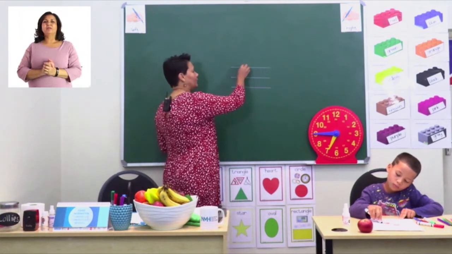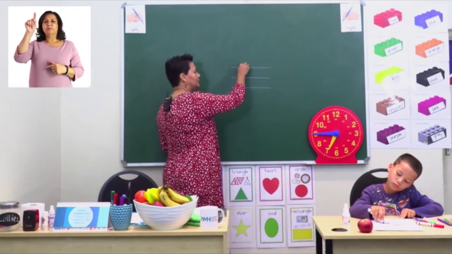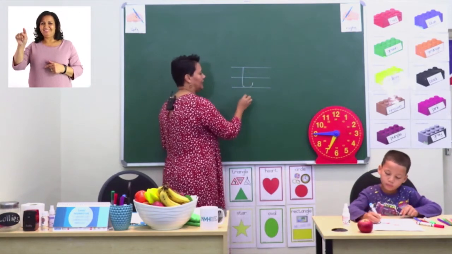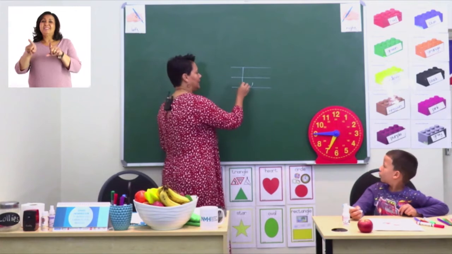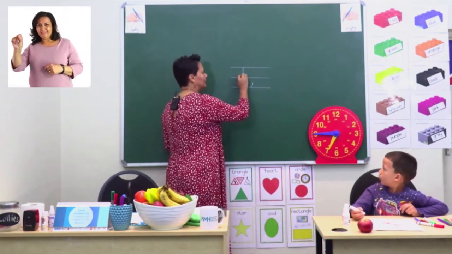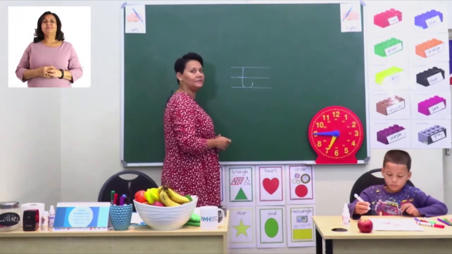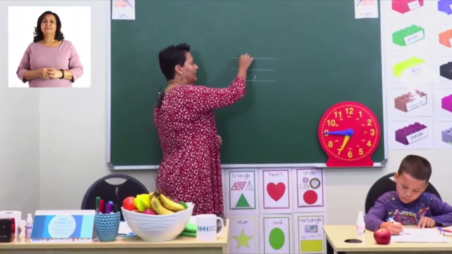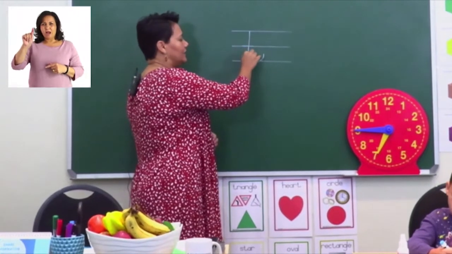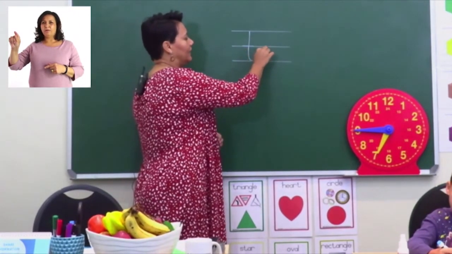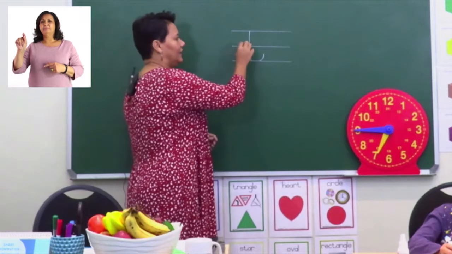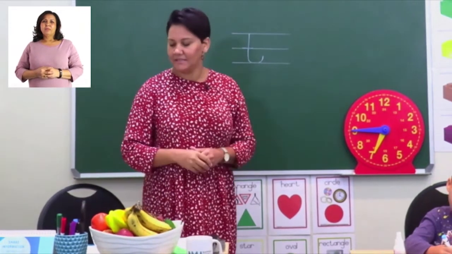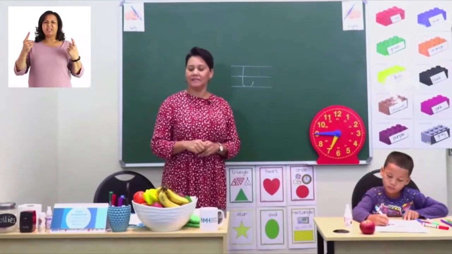We start at the top of the line. We go straight down, and just near the ground, we give him a kick, a round curvy kick, and we make a straight line on the line in the middle. That's how we make letter T. We start at the top of the line, we go straight down, and just below the ground, we make a kick, a round curvy kick, and a straight line on the line. Now let's look at some items that start with the letter T.